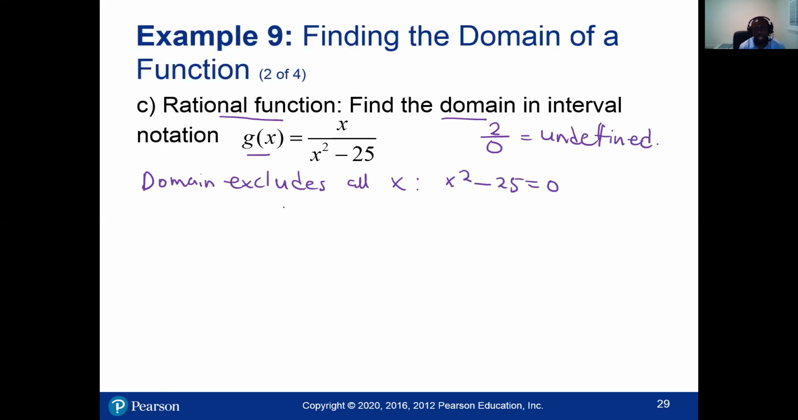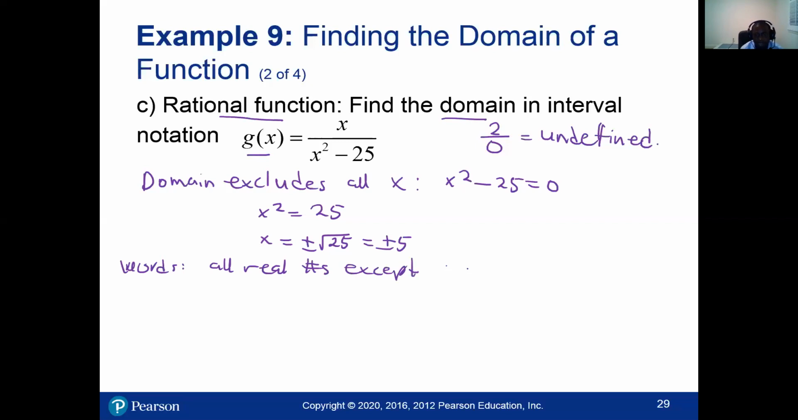So we want to solve for that. You have x squared equal to 25, and then x is equal to plus or minus the square root of 25, which is plus or minus 5. So then your domain is all real numbers except these ones. In words, we can write it as: the domain is all real numbers except x equal to plus or minus 5.